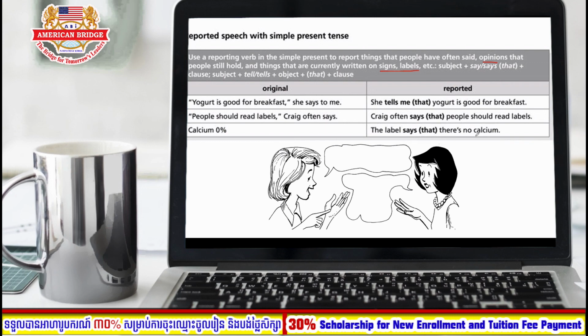When we talk about the present simple, we talk about facts, habits, routines. All of those are always true, right? That is why when we report people's opinions, or information written on a sign or label, we use the present simple with both the reporting verb and the main verb.